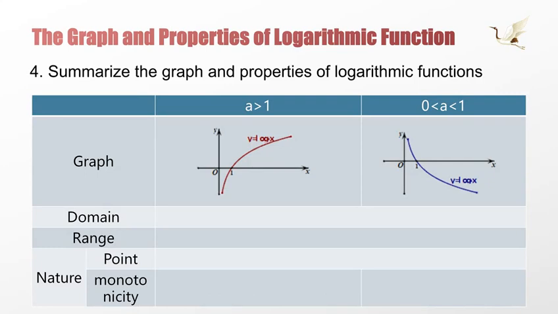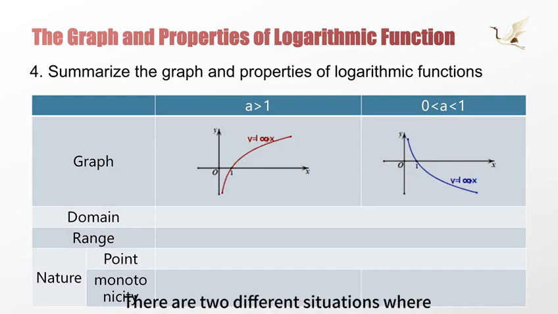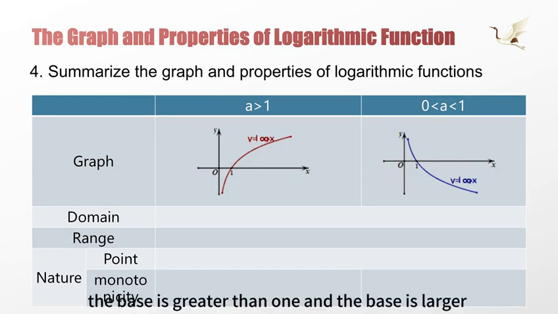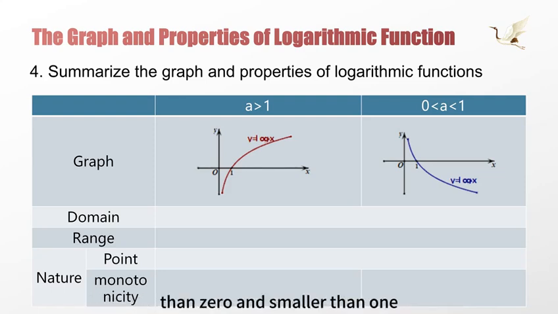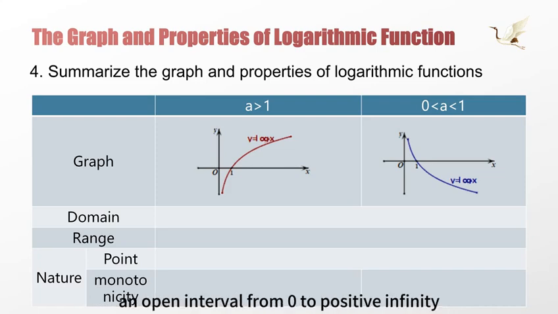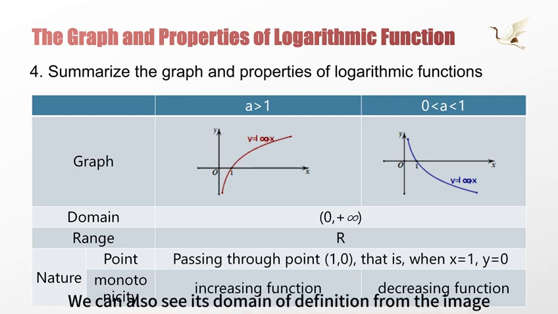Images can summarize its properties. Please complete this form. Everyone, please take a look. There are two different situations: where the base is greater than 1, and where the base is larger than 0 and smaller than 1. We first summarize the domain of definition. The domain of a logarithmic function is the open interval from 0 to positive infinity. We can also see its domain of definition from the image.